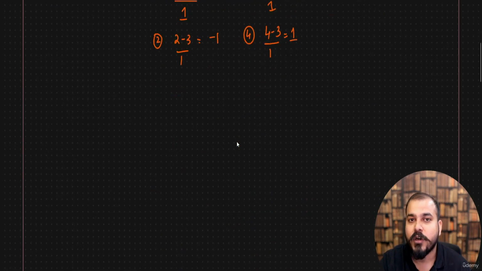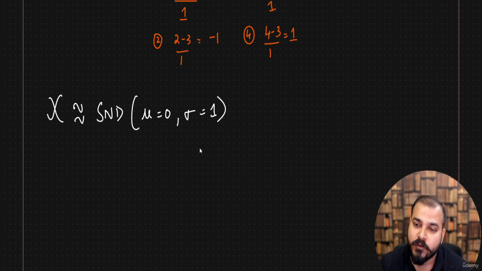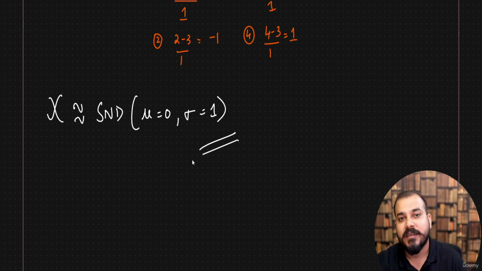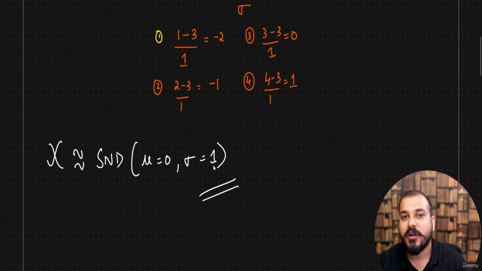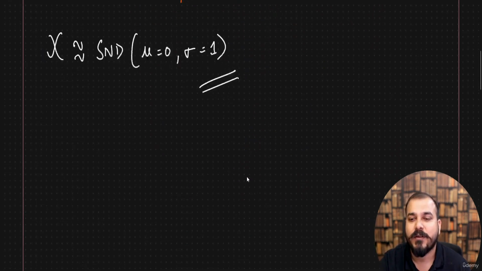But again, let me write the notation over here. A random variable belongs to a standard normal distribution if its mean is equal to 0 and standard deviation equal to 1, right? So any distribution that belongs to a standard normal distribution, its mean will obviously be 0 and standard deviation obviously 1. Now, why will this z-score be super important? Let me give you a very good example with respect to z-score.